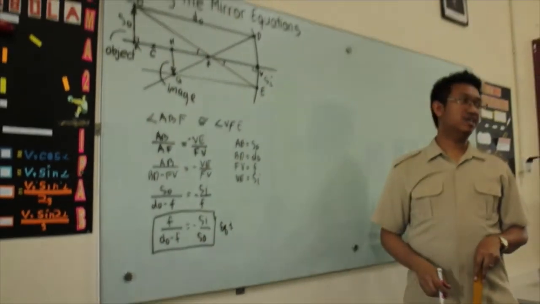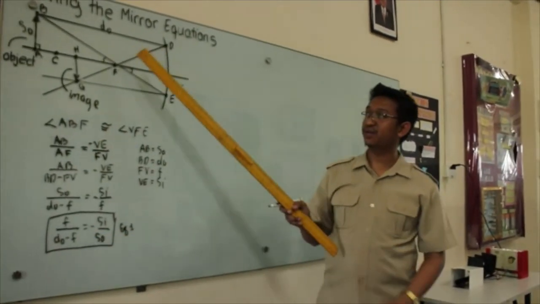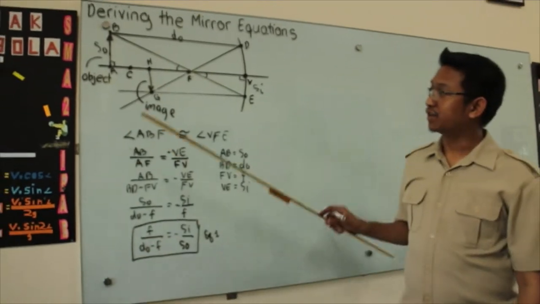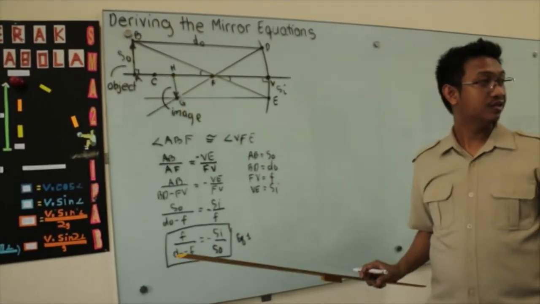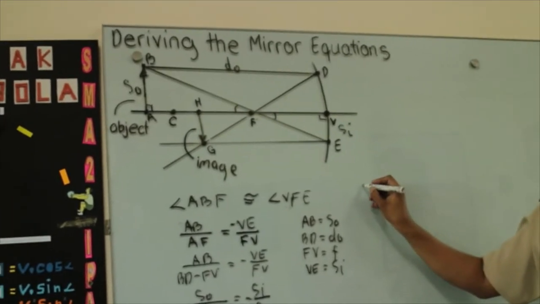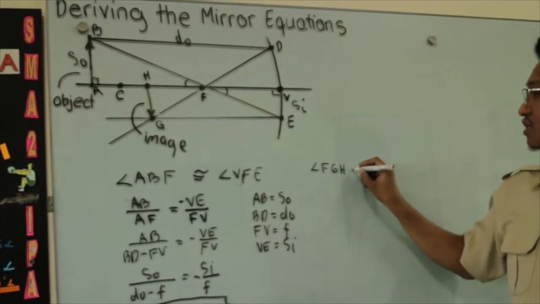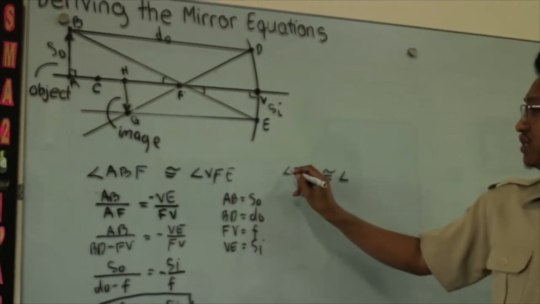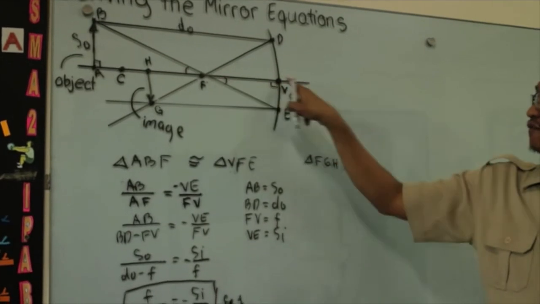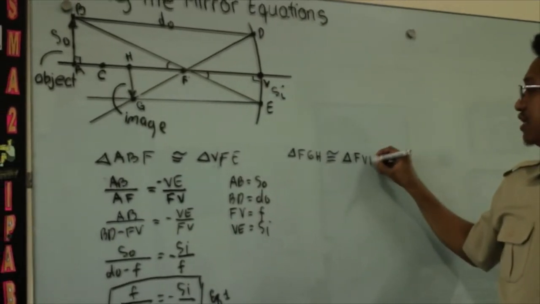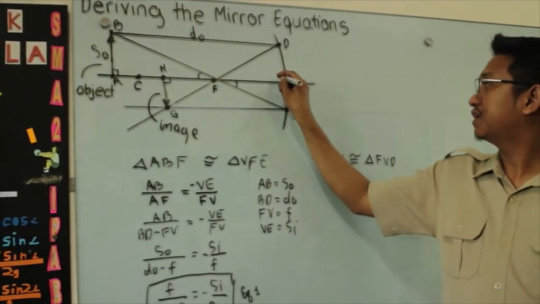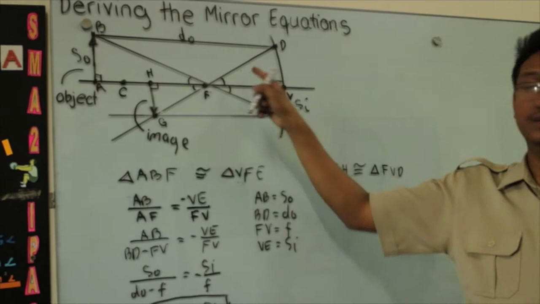Next, do you see another triangle or congruent triangles in this diagram? Yes. Which else are congruent? FGH, and FVD. How do you say that these two triangles are congruent? Let's write it here. Triangle FGH is congruent to triangle FVD. Both of them have right angles and they have opposite angles. Is that understood? Yeah.